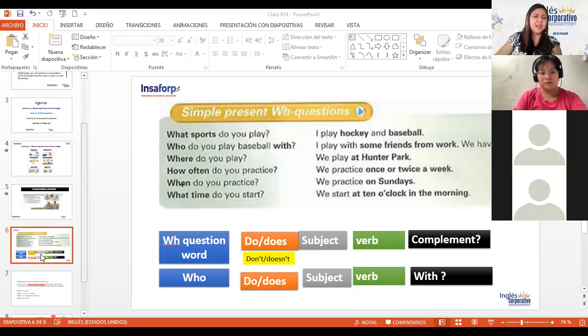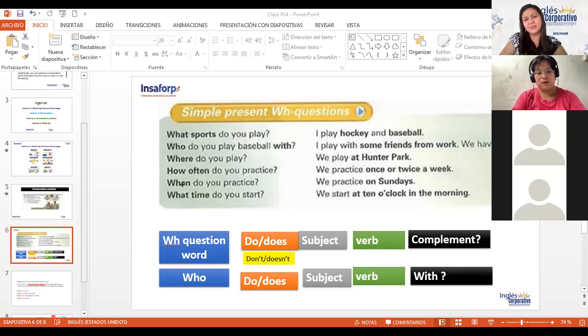Now, let's do questions using where. Who doesn't make a cake? ¿Quién no hace pasteles? Okay, who doesn't like cooking? A ver, ¿a quién no le gusta cocinar? Who doesn't like cooking?